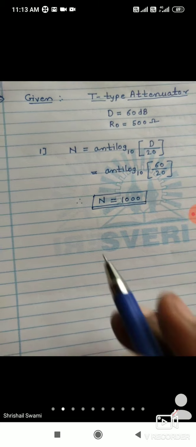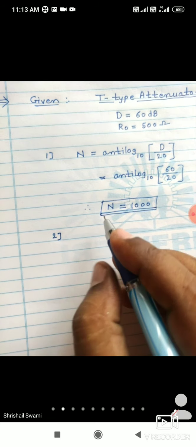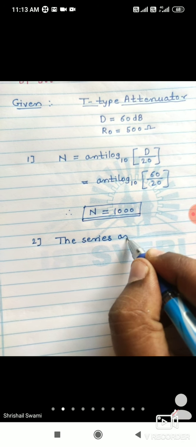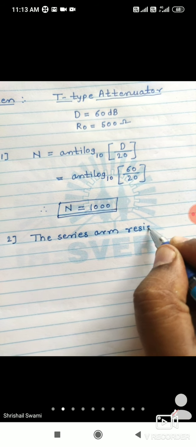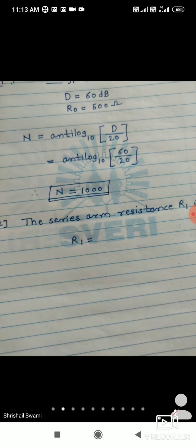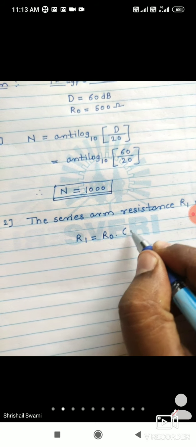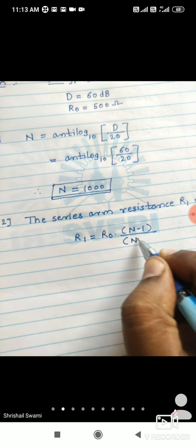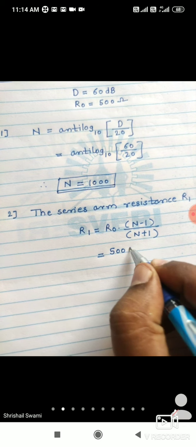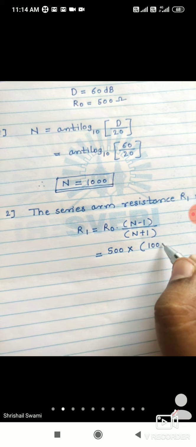Understood? So second one, the series arm resistance, that is R1. The series arm resistance R1 is given by, so R1 is equal to, what is the formula for R1? That is R0 into N minus 1 divided by N plus 1. If you are remembering the formulas, you will get the answer. R0 means what? 500 into N minus 1, that is 1000 minus 1 divided by 1000 plus 1.